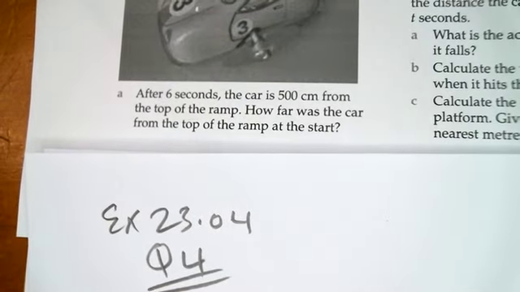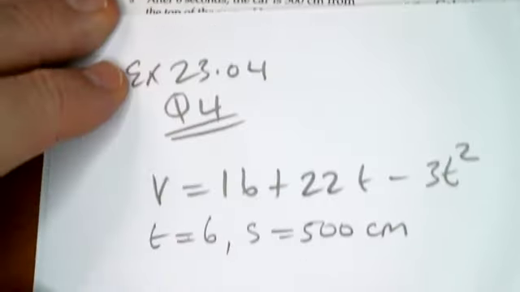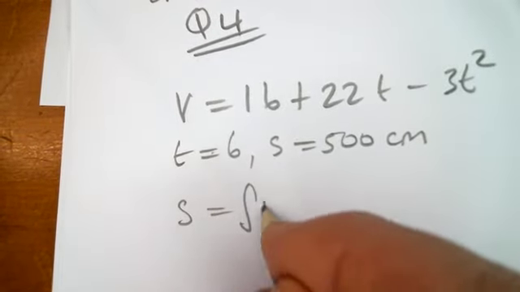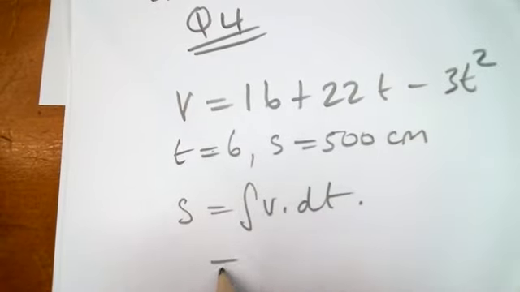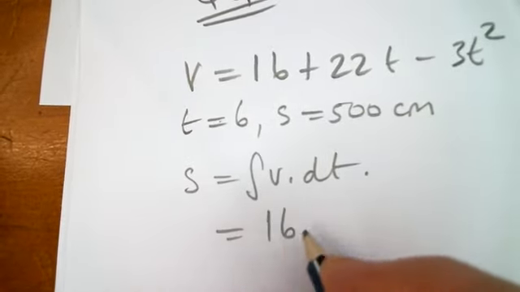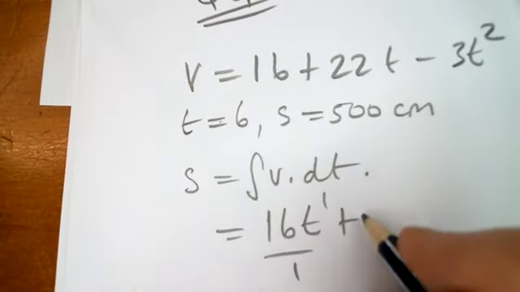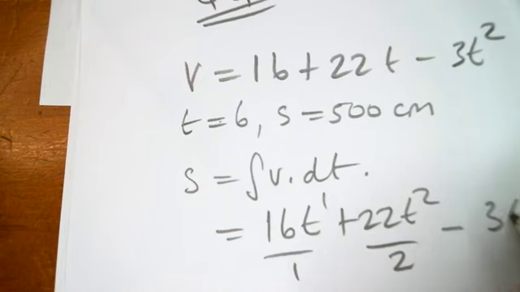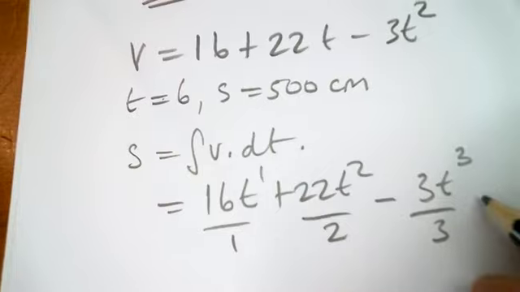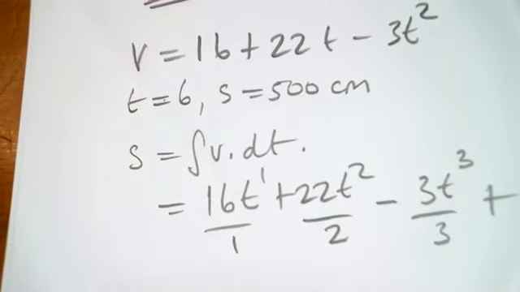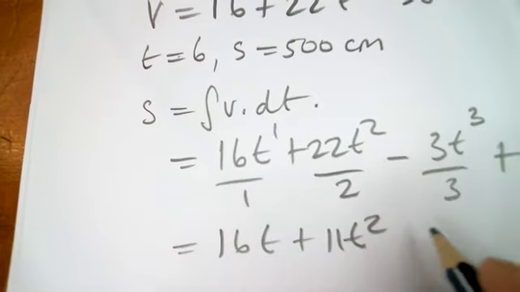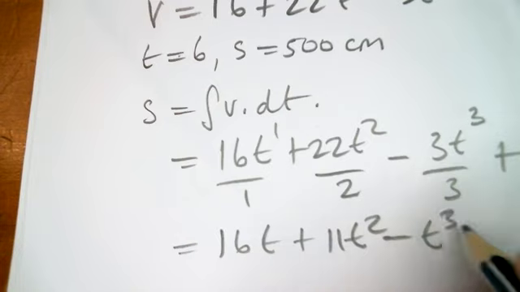So let's first of all find the distance equation. I can do that by integrating velocity. So distance is going to be the integration of velocity with respect to time. That's going to equal 16t, 1 on 1, plus 22t squared on 2, minus 3t cubed on 3, plus c. So let's tidy all that up. We've got 16t plus 11t squared minus t cubed plus c.